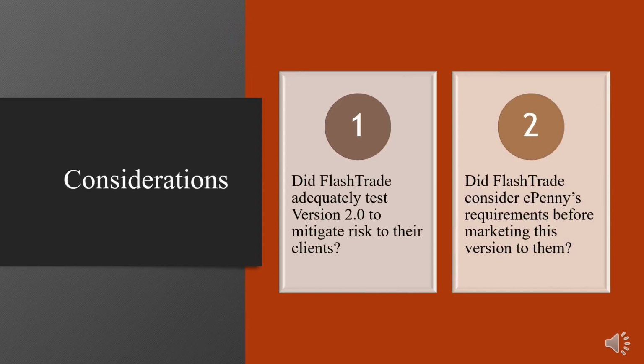After hearing the timeline and the facts, we must consider whether FlashTrade adequately tested version 2.0 before pushing it out to market. Did they place the risk on their stakeholders due to hastily implementing 2.0? FlashTrade was motivated to implement this version with an estimated profit margin of $130 million. Another consideration includes addressing whether FlashTrade considered ePenny's strict speed requirements before marketing this version to them. Did they ensure version 2.0 was tested thoroughly enough to meet their contract requirement?